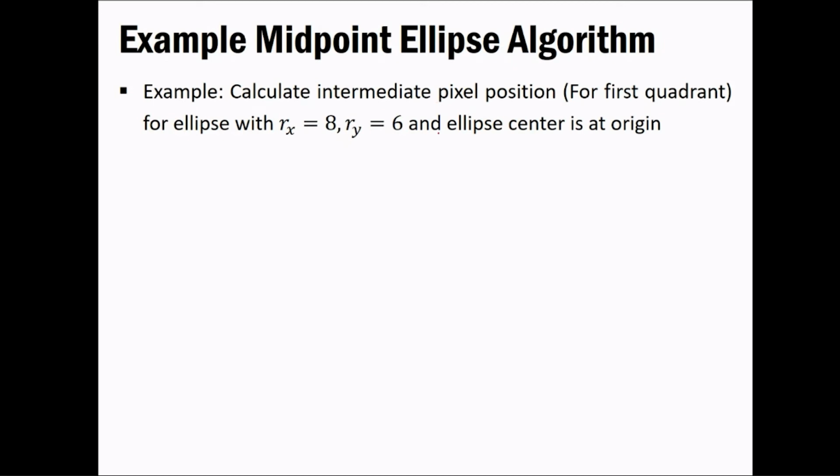Write it down quickly. Calculate intermediate pixel positions for first quadrant only. For first quadrant, that means region 1 and region 2, for an ellipse with Rx equal to 8 and Ry equal to 6, and the ellipse is at the origin. So write this down and we'll see how you can get the intermediate points for your numerical.